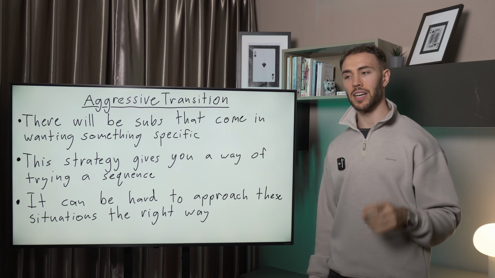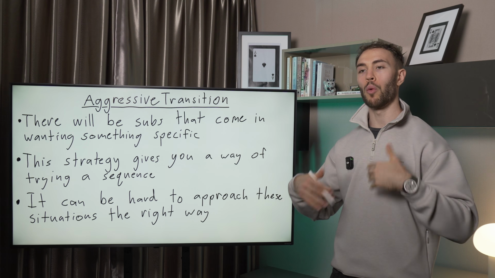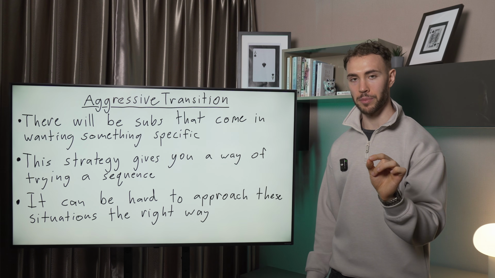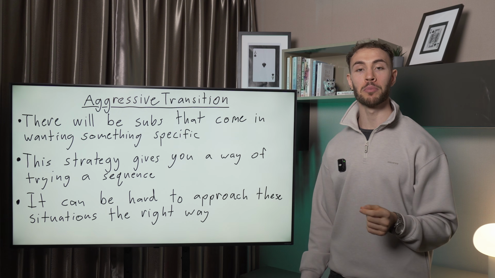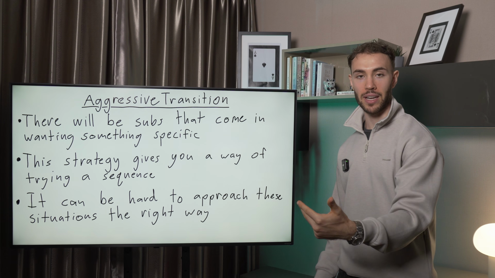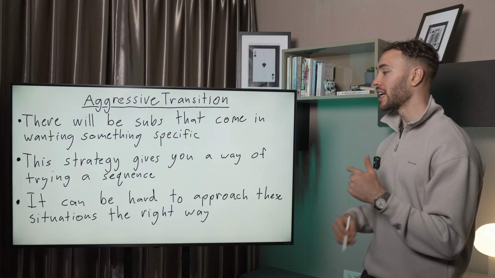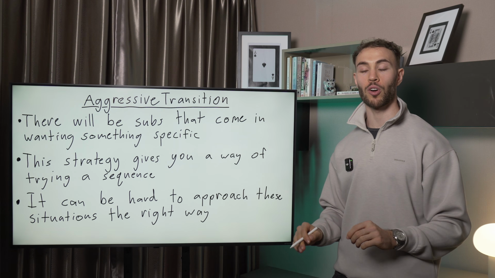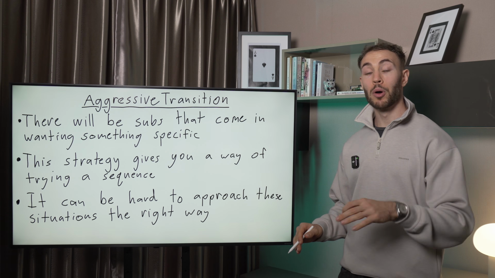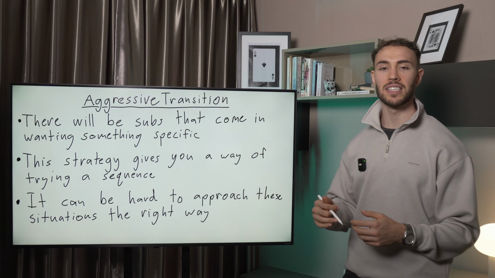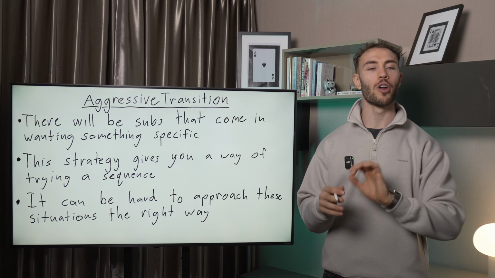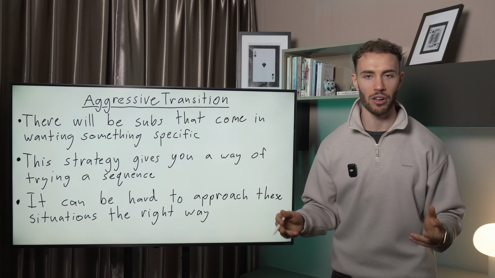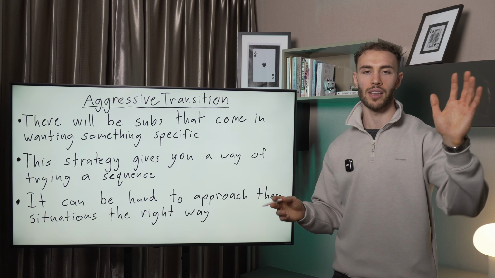So what I like to think is, okay, they're going to come in, want something straight away, they don't really want to talk, so we should try and sell them, but ideally, we can sell them the thing that will generate the most money. This strategy I'm about to show you gives you a way of trying a sequence no matter what the subscriber comes in asking for. Because it can be hard to approach these situations in the right way where you don't turn them off or just buckle and end up sending the BG they wanted for $150 and then they fuck off.